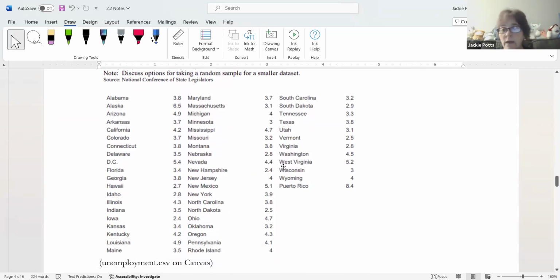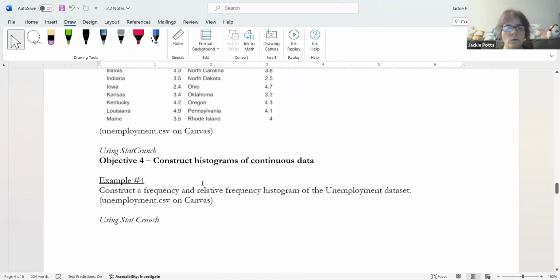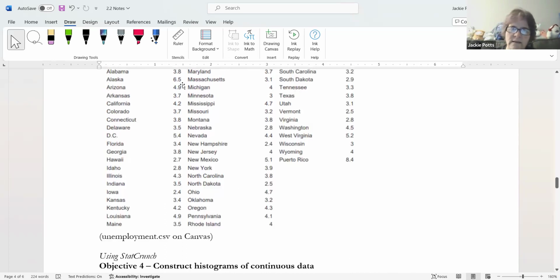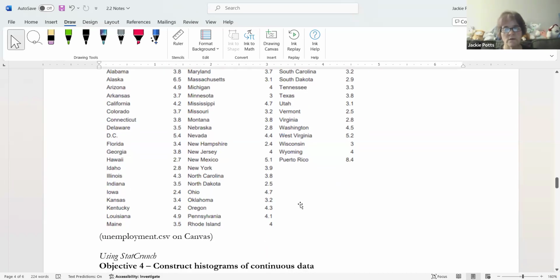So this is the data set I already have in. And it's unemployment and Canvas. So the first thing we're going to do is construct the infamous histogram, frequency table. And then we're going to just let StatCrunch do the histogram altogether, right? But look at this. It is continuous. So this is when it's going to become important to understand class widths. So I'm going to go over to stat and looky. It's already in there.